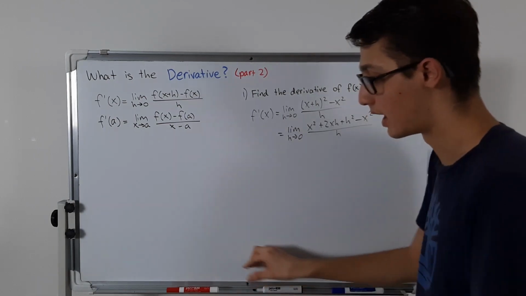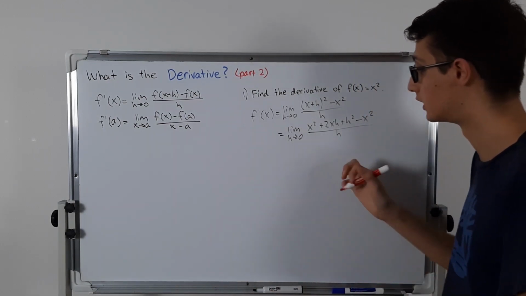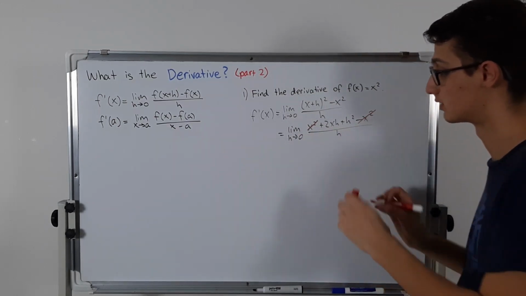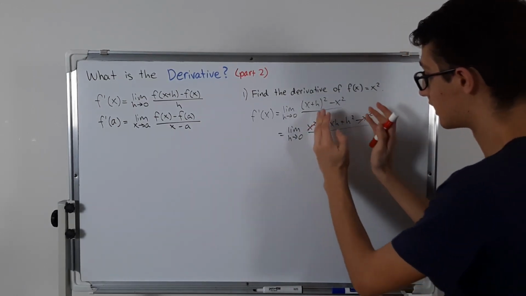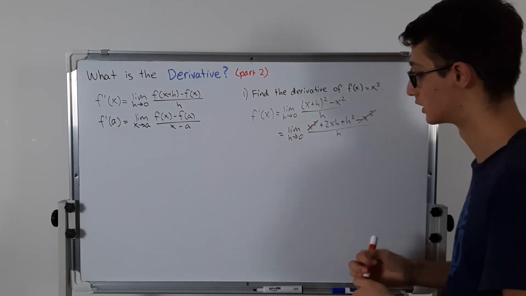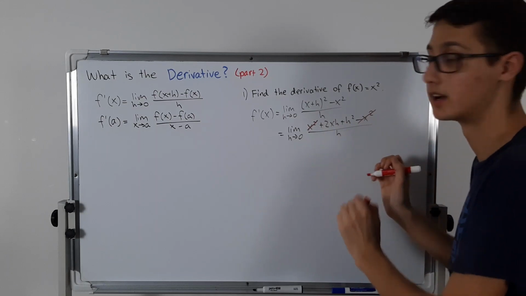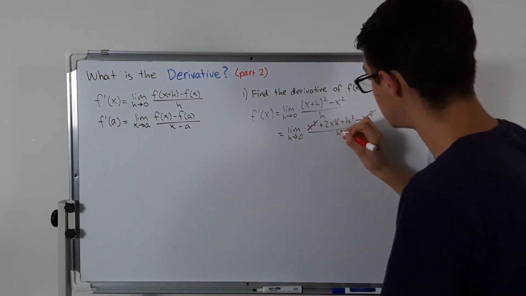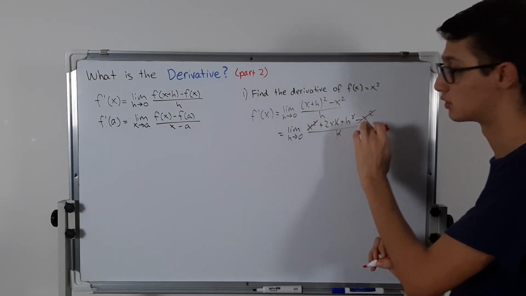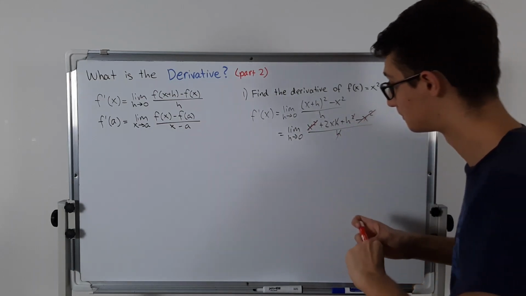Okay, so now we can do a little bit of cancellation. We can notice that x squared and x squared cancel, because x squared minus x squared, and now we're just left with 2xh plus h squared over h. All of those have an h, right? So we can cancel one h here, one h there, and then one of these h's. So instead of h squared, now we just have h.